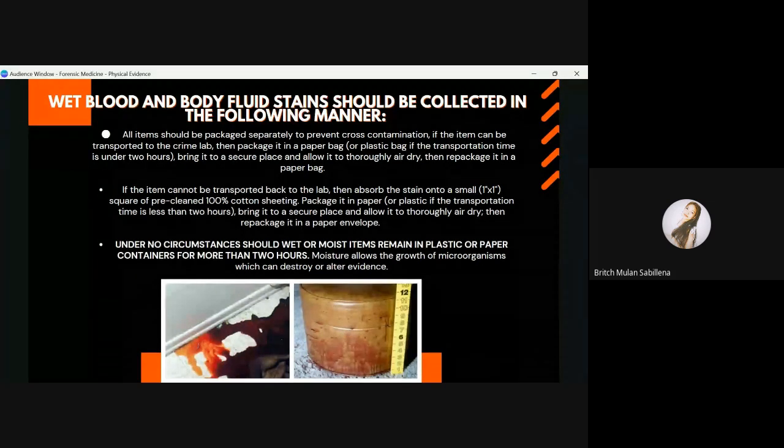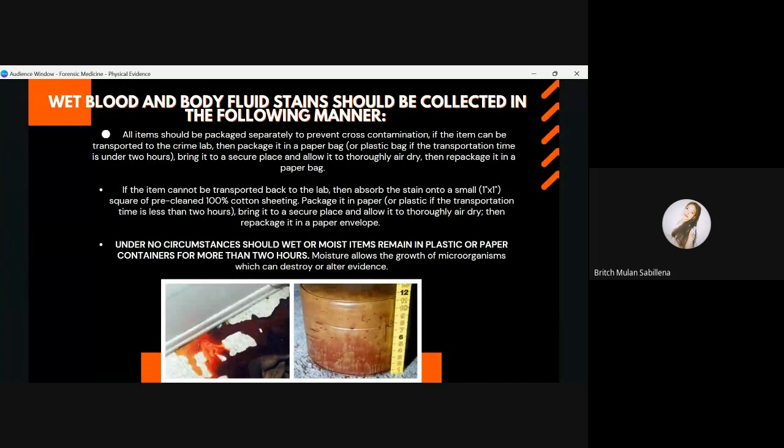Fifth, place the cotton swab and the cotton sheeting in separate labeled paper envelopes. The envelope should include the date, time, location of the stain, and the name and initials of the collector. Six, bring the envelopes to a secure location and allow them to air dry completely.